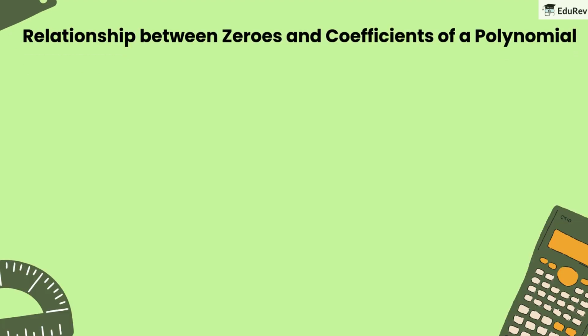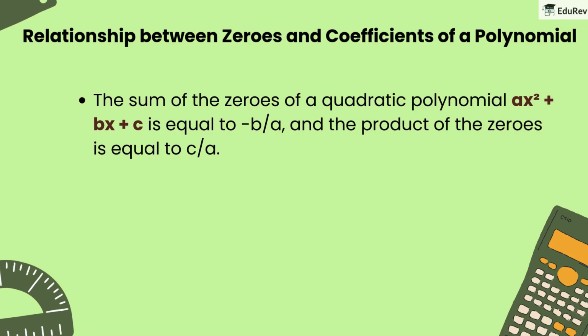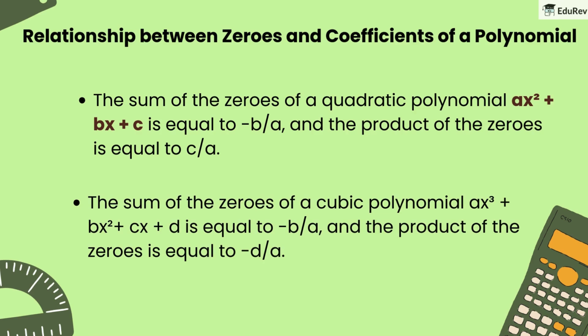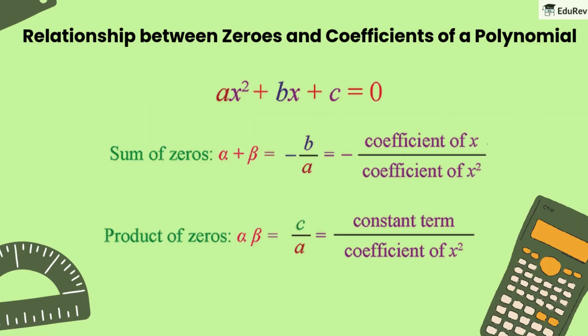Let's dive into the relationship between zeros and coefficients of a polynomial. The sum of the zeros of a quadratic polynomial ax square plus bx plus c is equal to minus b divided by a, and the product of the zeros is equal to c divided by a. Similarly, for a cubic polynomial ax cube plus bx square plus cx plus d, the sum of the zeros is equal to minus b divided by a, and the product of the zeros is equal to minus d divided by a.